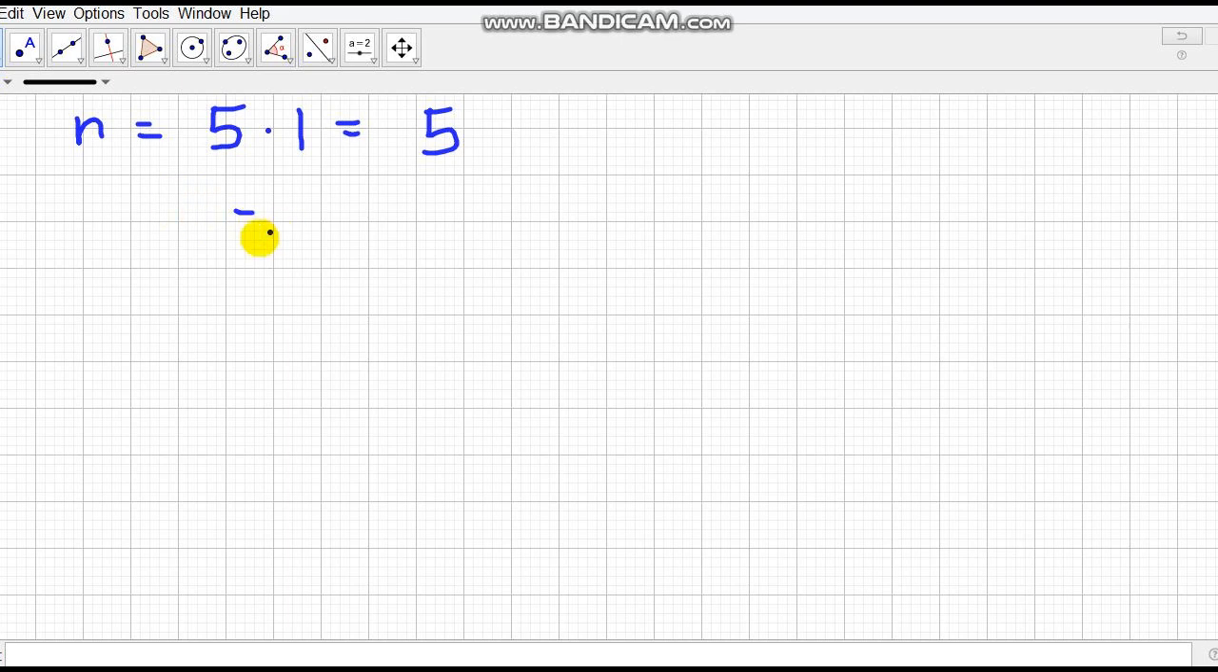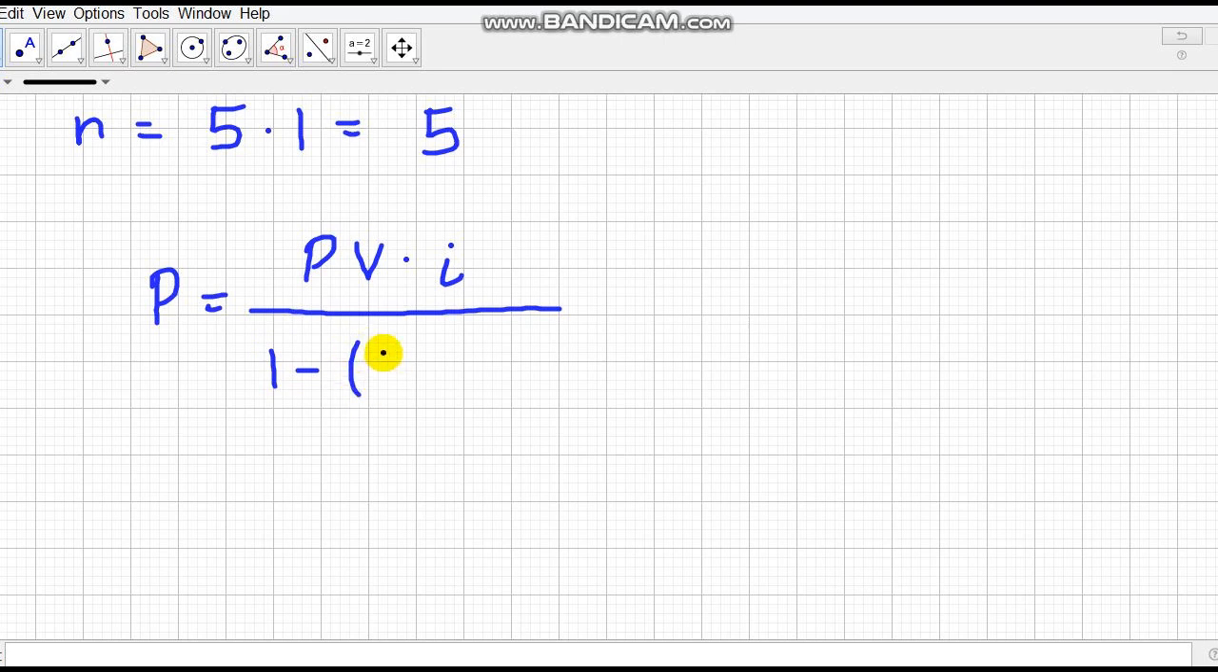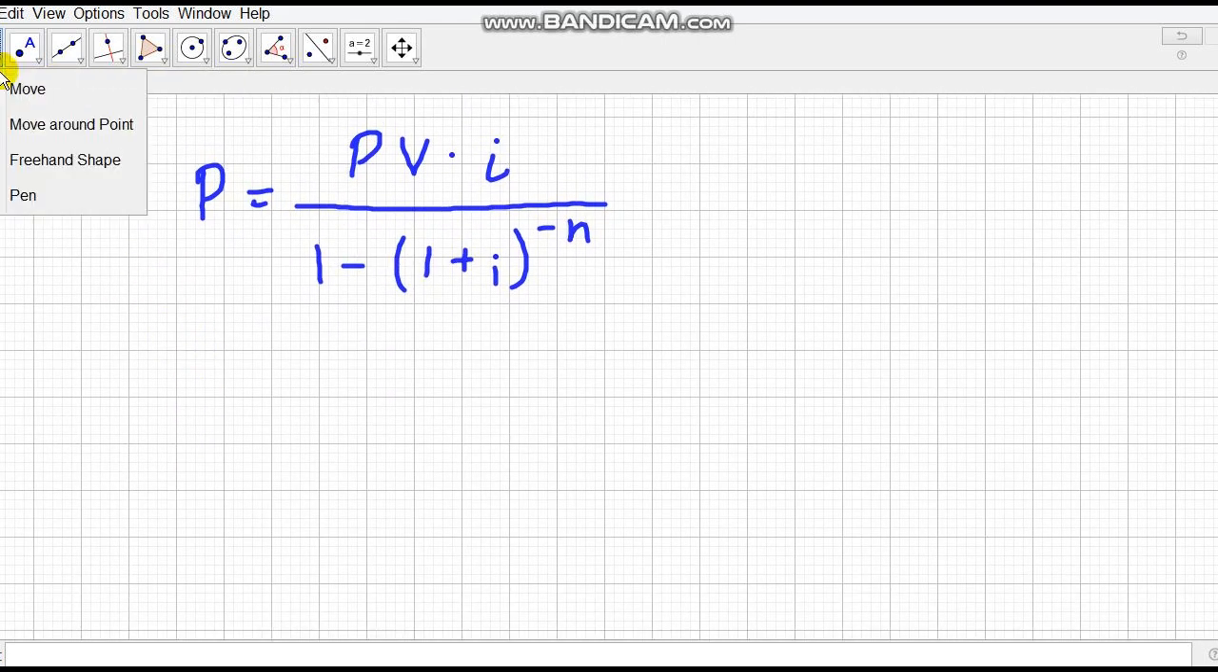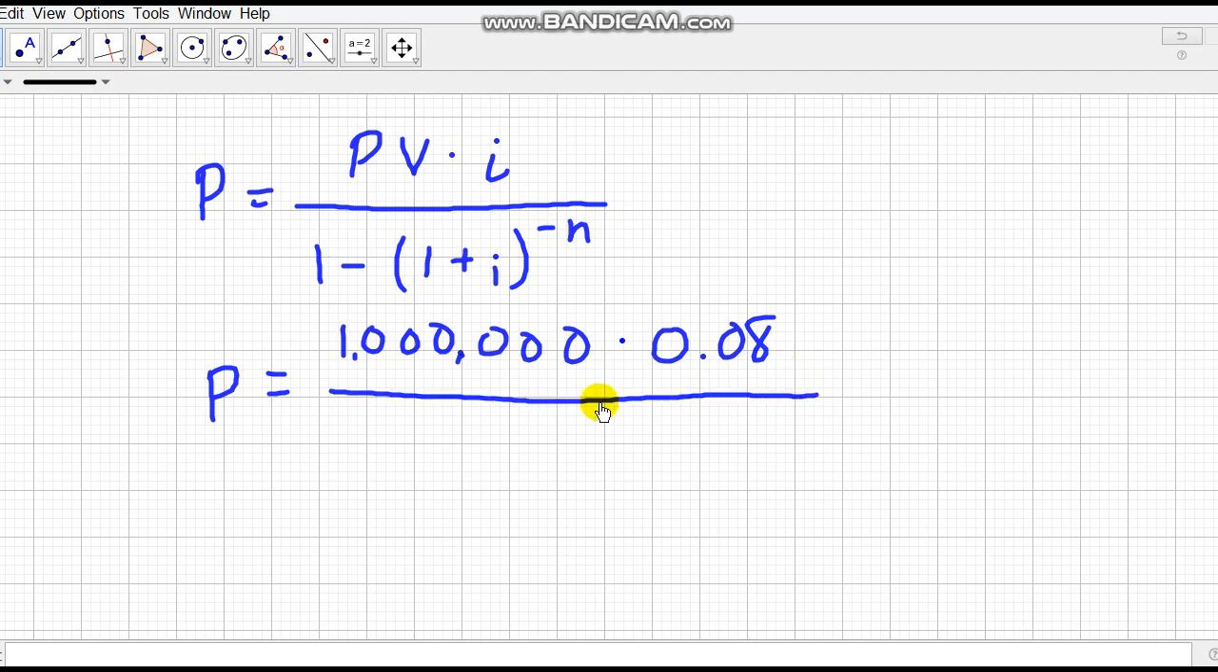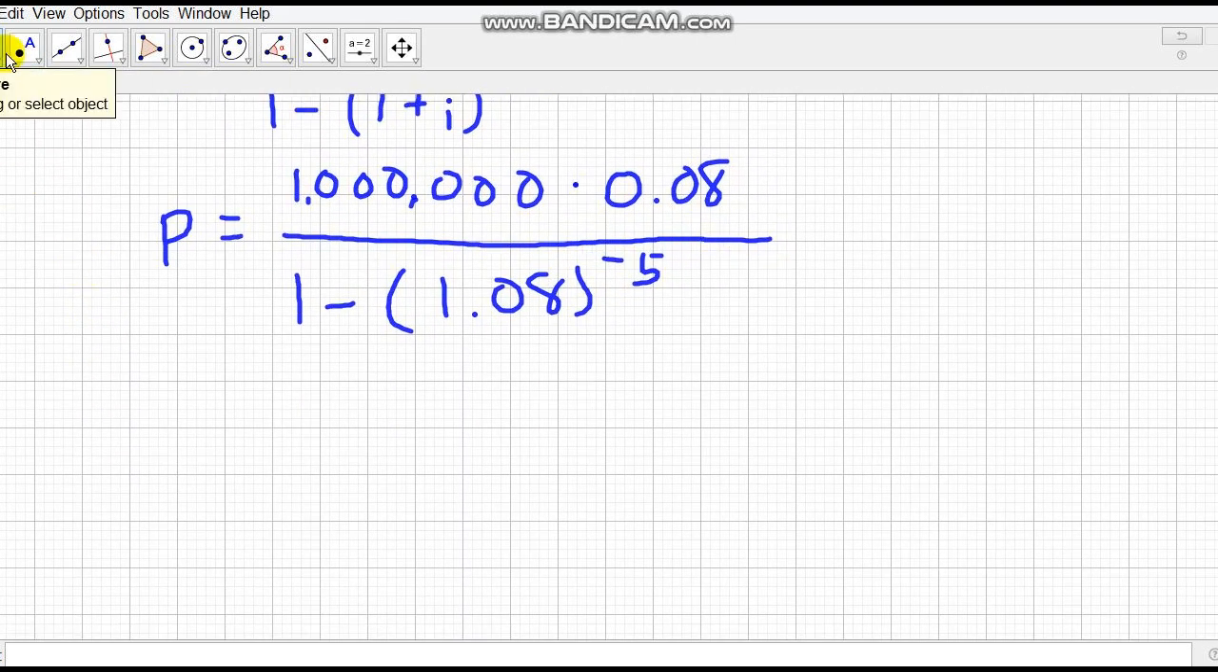Therefore, the periodic payment would be as follows. P is equal to present value times the interest all over 1 minus 1 plus I raised to negative n. So let's substitute the variables with the given that we know. This is 1 million times the interest, which is 0.08, all over 1 minus, I is 0.08, added to 1, that would be 1.08 raised to negative 5.